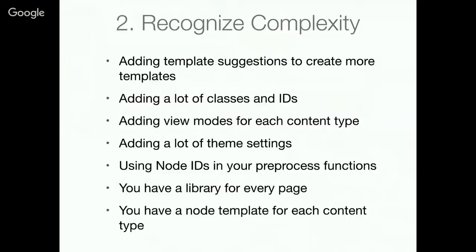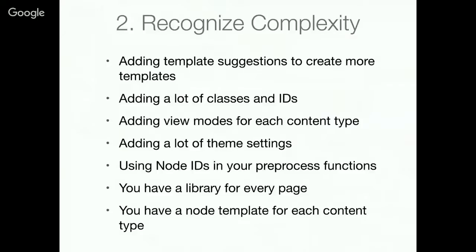Recognize complexity. There's lots of signs that you can pick up on where there should be an alarm going off saying your theme is getting too complex. So if you're adding template suggestions so that you can create more templates, maybe because you've added 10 different view modes and you decide, oh, I should really create new templates for all these view modes, so I can add some template suggestions so that I can do that. That's a sign that maybe your theme's getting too complicated. If you're adding a lot of classes or IDs to your markup in order to style things more specifically, maybe you've got too much variation going on.